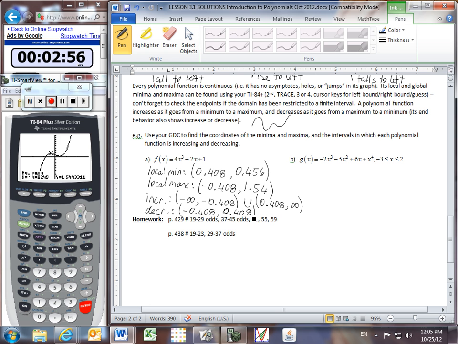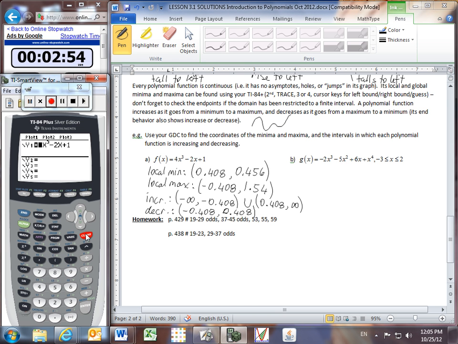And last example, let's clear this function and put in our new one. So we've got -2x cubed minus 5x squared plus 6x plus x to the 4. Let's look at the graph.